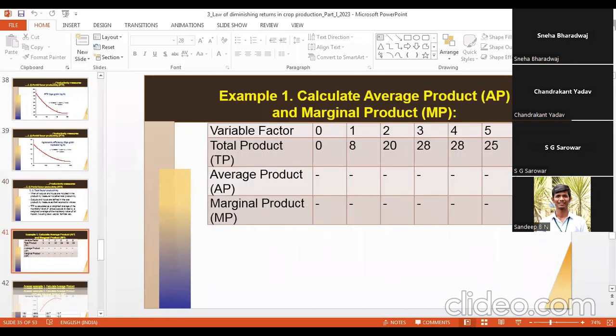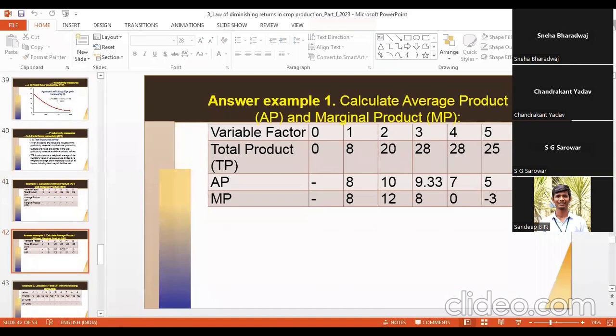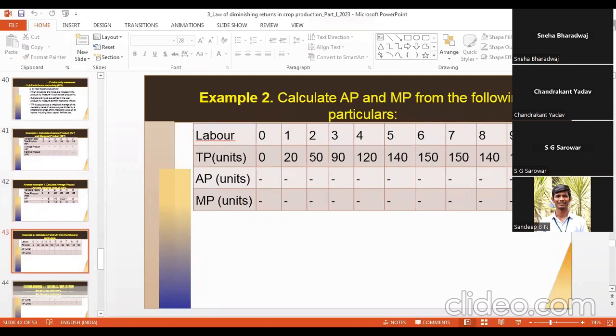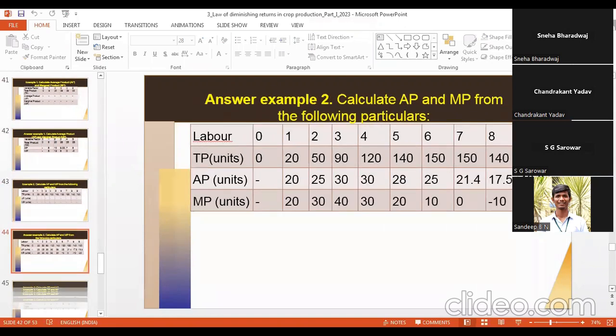Now, these are some exercises, dear students, you may like to do. Please do it. I will send you this PowerPoint presentation today or later, but you need to do it yourself. Do this practice. If you are given the TP, you can calculate the average product, divide the TP by input, you get the average product, then try to calculate the marginal product. Similarly, one more exercise is there. This is the answer. I'm giving the answer. Similarly, next, calculate the AP and MP from the following. You can try to calculate. If you come across difficulty, these are exercises, your homework.